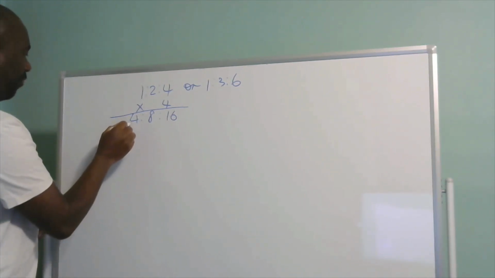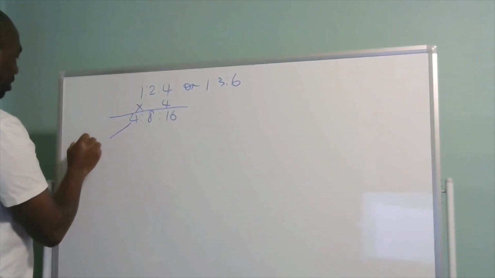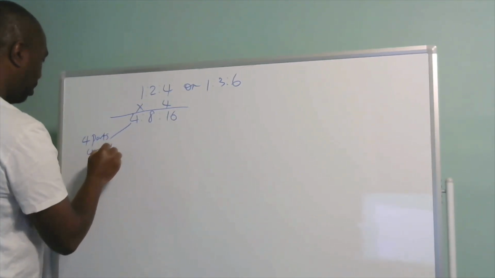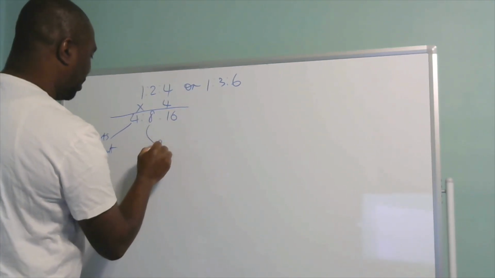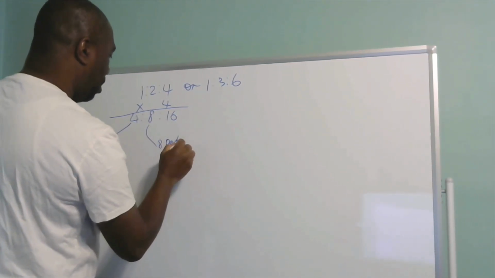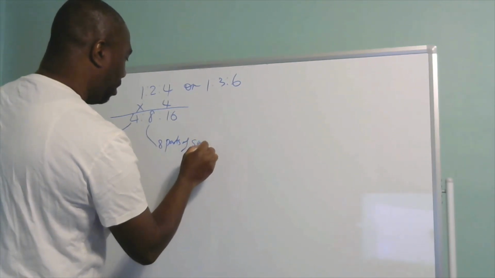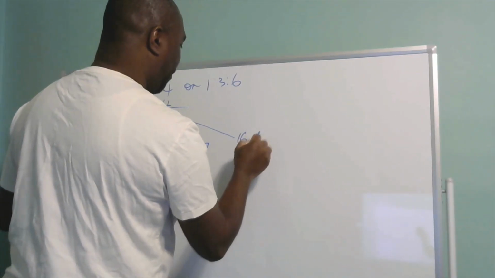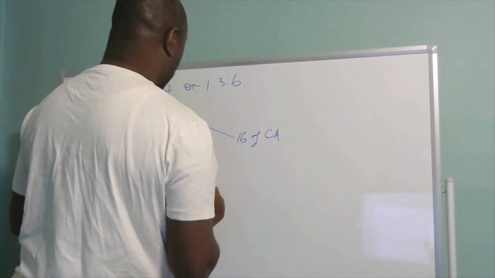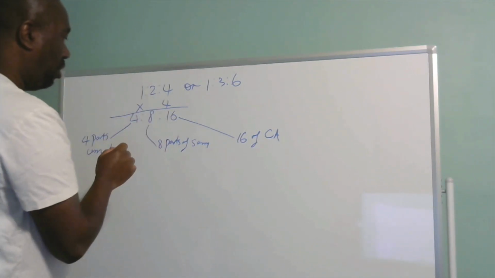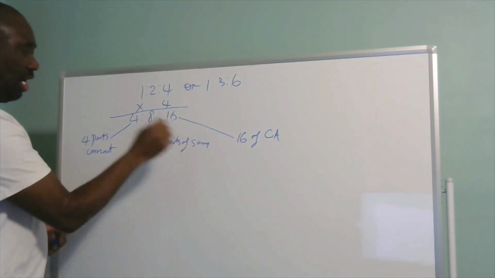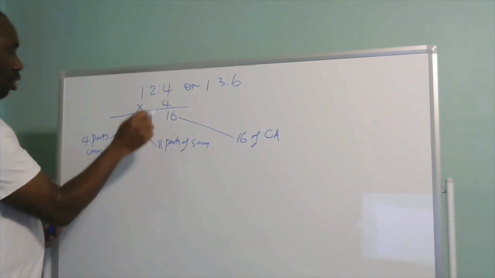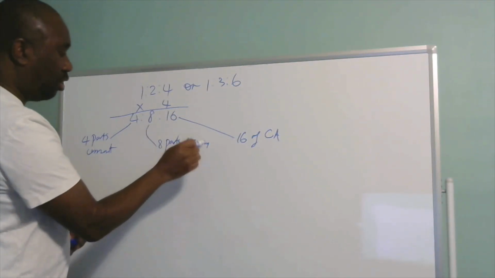So you're going to have 4 parts of cement as against 8 parts of sand as against 16 parts of coarse aggregate. So the first thing to do is to instruct your laborer or whosoever you have mixing your concrete on site to run on your 8 barrels of sand.